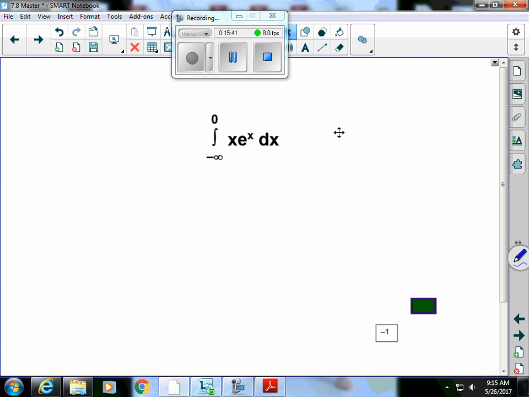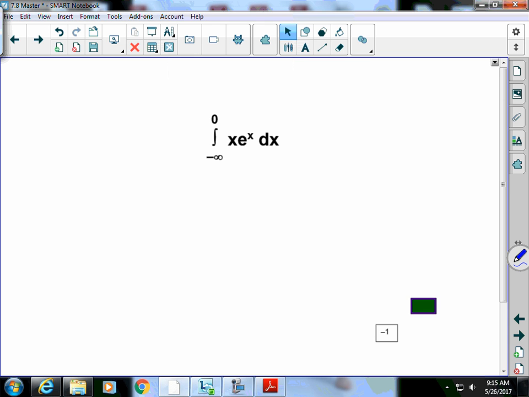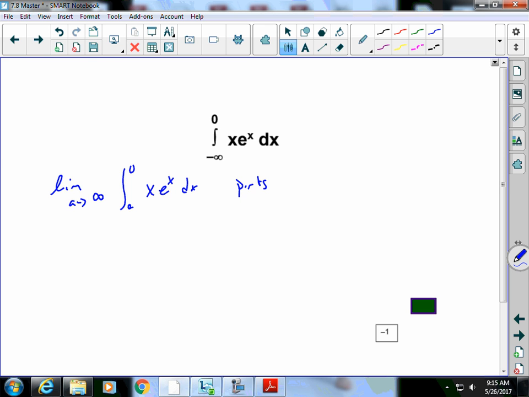Actually, I thought about this for a second, and I'm only 15 minutes into this, so I think I have enough time to actually do this problem real quick. Let's just look at it real quick, only because it's a different style of problem. I'm going to look at the limit as a approaches infinity of the integral from a to 0 of x e to the x dx. This is a parts problem. So I'm going to let u equal x, du equals dx, dv is equal to e to the x dx, so v has to be e to the x.